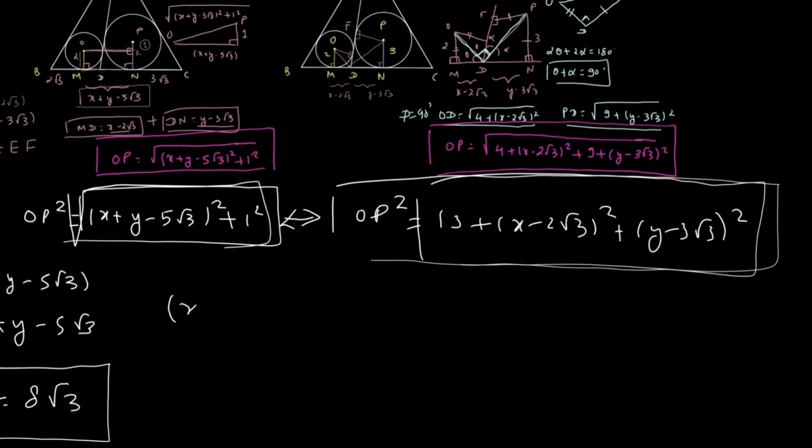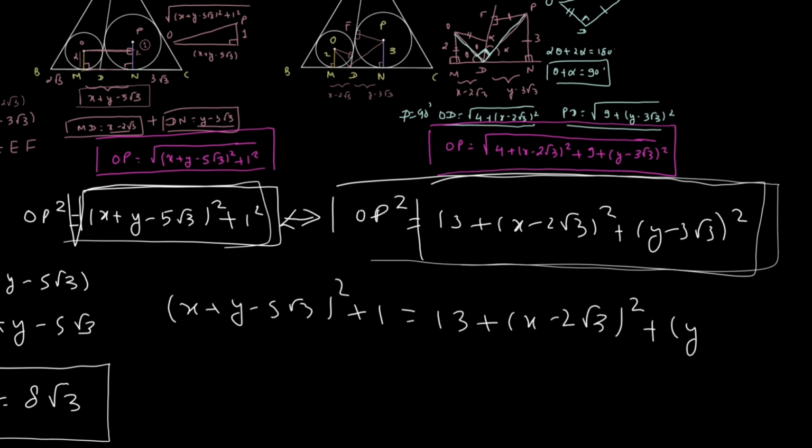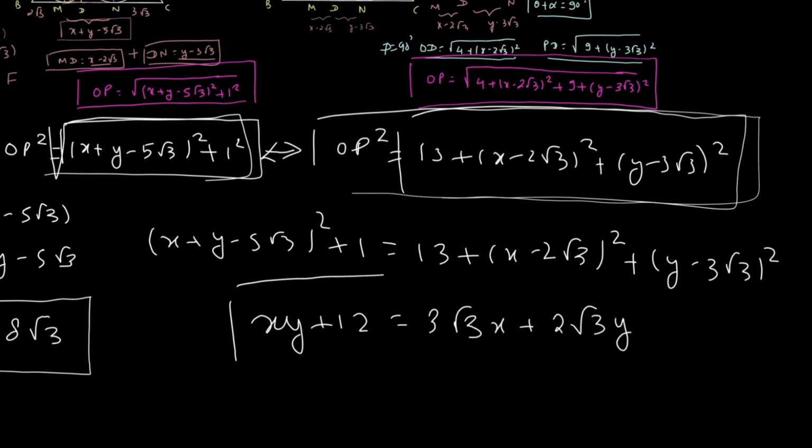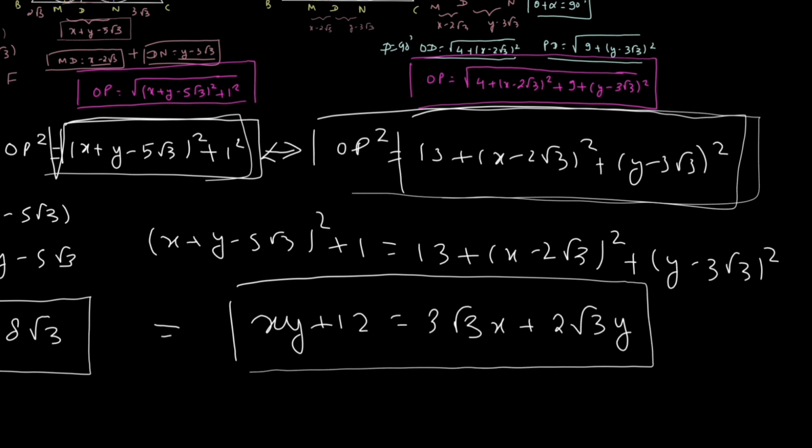So what we get is (x plus y minus 5 square root of 3) the whole square plus 1 equals 13 plus (x minus 2 square root of 3) the whole square plus (y minus 3 square root of 3) the whole square. So now we can easily simplify this by opening these brackets using algebraic identities and cancelling out the like terms. So what we will finally get is xy plus 12 equals 3 square root of 3 times x plus 2 square root of 3 times y. So comparing this to the earlier equation, we got this.